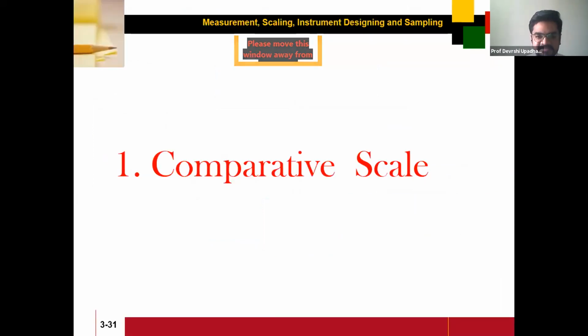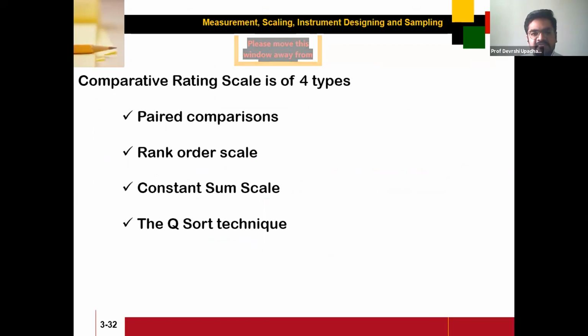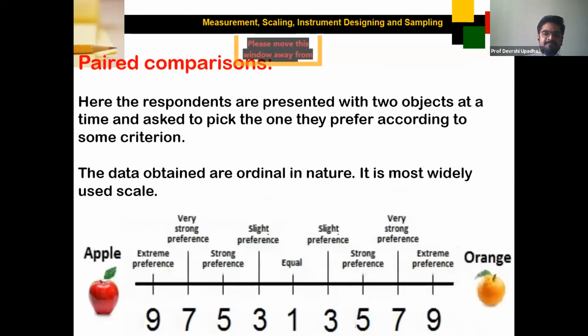So let's take the first one, the comparative scale. The comparative scale has four types, as I briefed you earlier: pair comparison, rank order scale, constant sum scale, and the Q-sort technique. In pair comparison, you are ultimately comparing two objects given to you. In this graph, I have given a small example with two fruits, namely apple and orange. If I ask one respondent, what do you like, apple or orange?